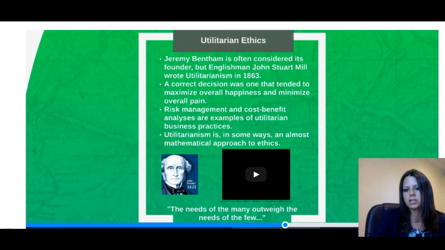A correct decision under this theory is one that tends to maximize overall happiness and minimize overall pain. If you are someone who likes to make a pros and cons list and look at the pros outweighing the cons to make a positive decision, if you do risk management or cost-benefit analyses, it's a mathematical approach to ethics. You are following these utilitarian principles. Sometimes people will use the quote, "The needs of the many outweigh the needs of the few. How can we help more people overall?" Okay, so I'll give you a quick clip to show you an example of that and help illustrate this concept.